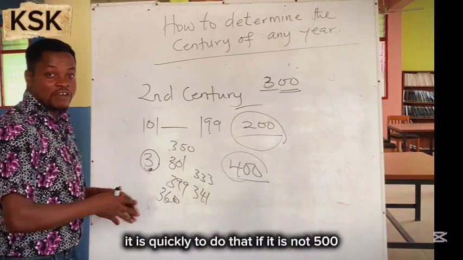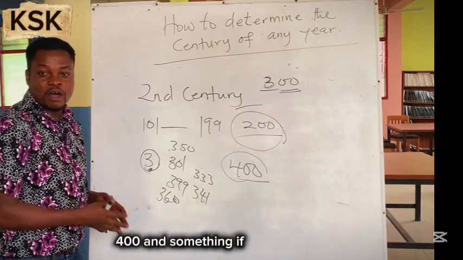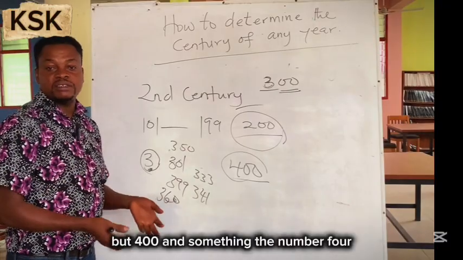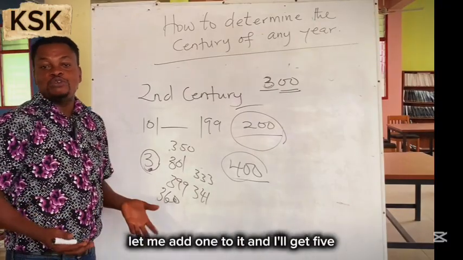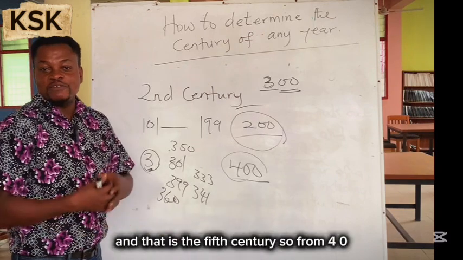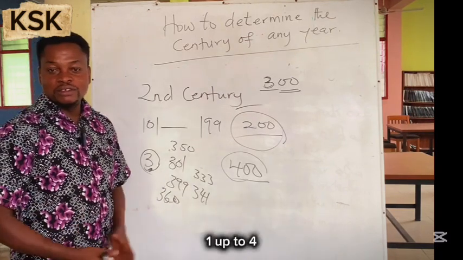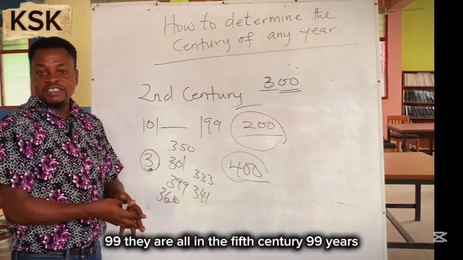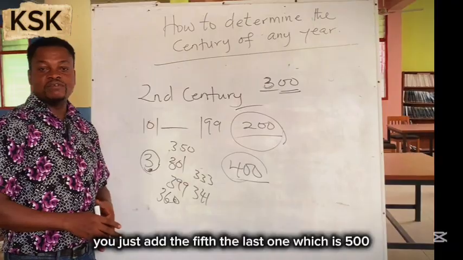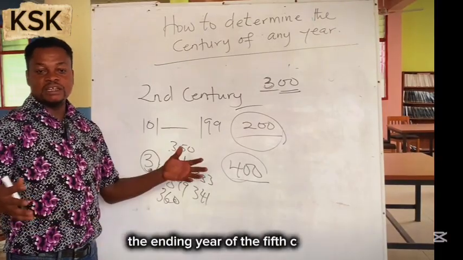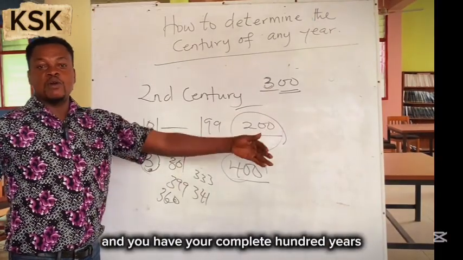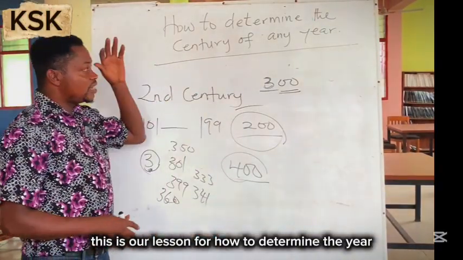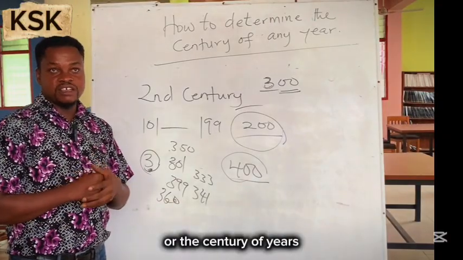If it is not 500, but 400 and something, the number 4, let me add 1 to it and I'll get 5, and that is the 5th century. So from 401 up to 499, they are all in the 5th century, 99 years. You just add the last one, which is 500, the ending year of the 5th century, and you have your complete 100 years. This is our lesson for how to determine the century of years.